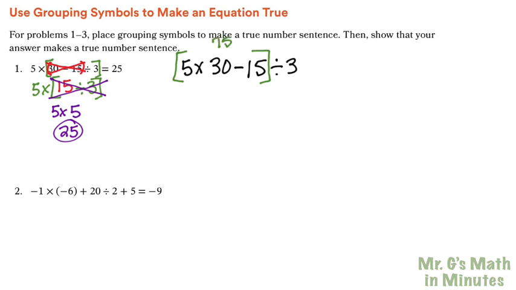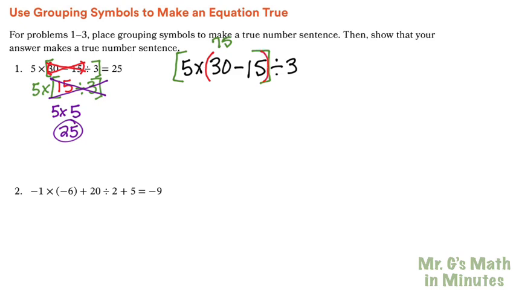I'm trying to get all of this to become 75. So if I was to do this problem the way it's sitting right now, I would do the multiplication first. 5 times 30 is 150. 150 minus 15 is not anywhere close to 75. So obviously that math won't go first. So let's see, what if I do this first?